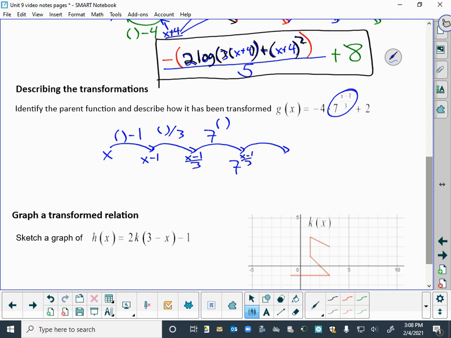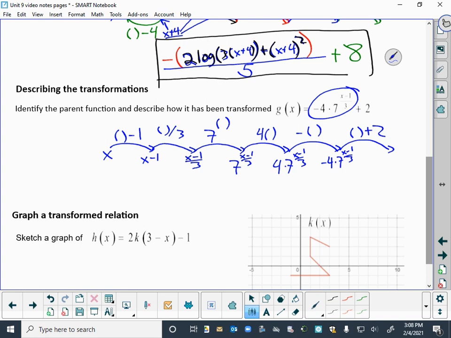Because I'm talking about transformations, I'm going to do this negative 4 out in front here in 2 steps. I'm going to start by multiplying by 4. That will give me a 4 times 7 to the x minus 1 over 3. And I see that right there. Then I'm going to change the sign on that. That will give me the negative 4 times 7 to the x minus 1 over 3, which I can see right there. And then the final step is to add 2.